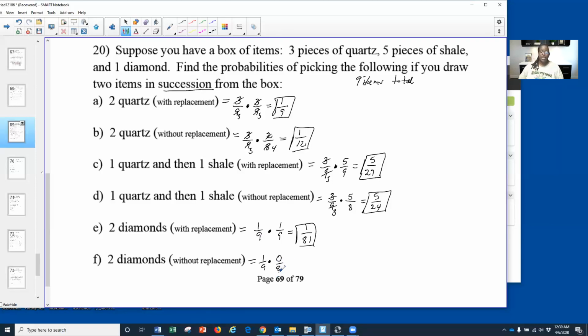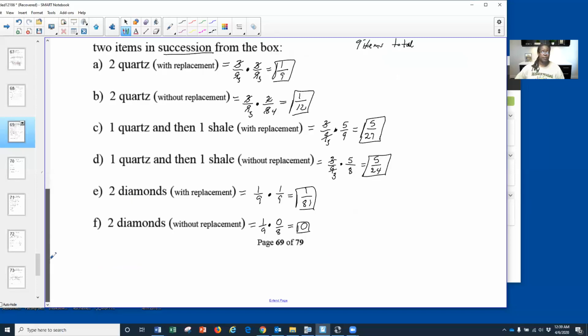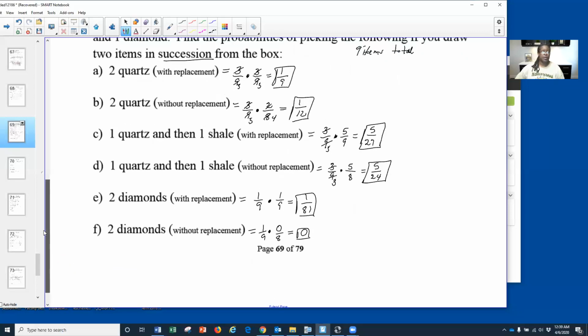0 divided by any number is 0. Okay? So 0 times any number is 0. That's it. Can't happen because you don't have 2 diamonds in the box. Okay? Any questions? Make sure you bring these to office hours.